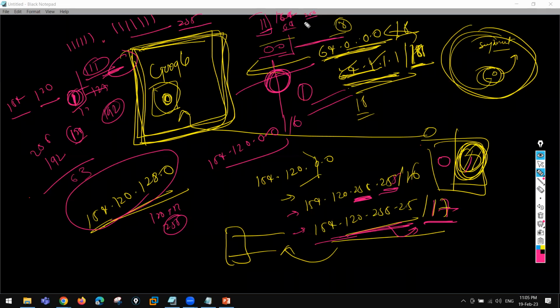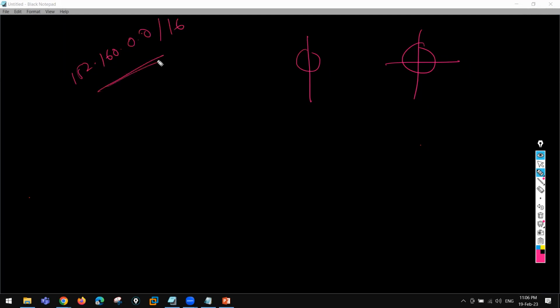It's pretty straightforward, right? This is all 255. What we borrowed is 128 and 64. We are not going to make any changes here. Let me show you an example. We are breaking it into 4 pieces. First we did it into 2 pieces. Let's say the IP was 152.160, and let's say this is the network address.